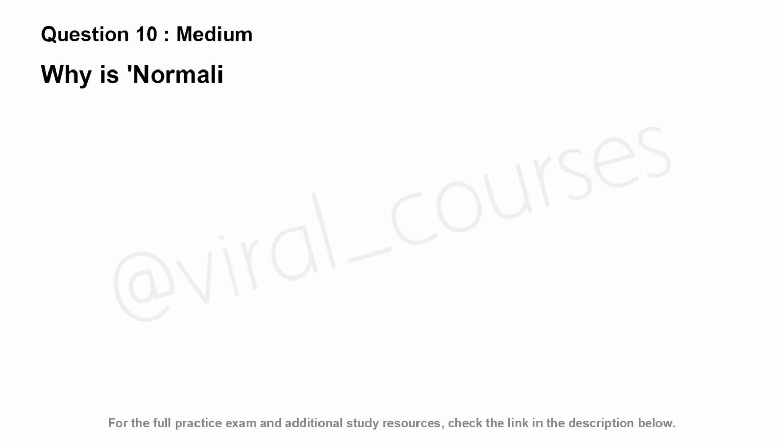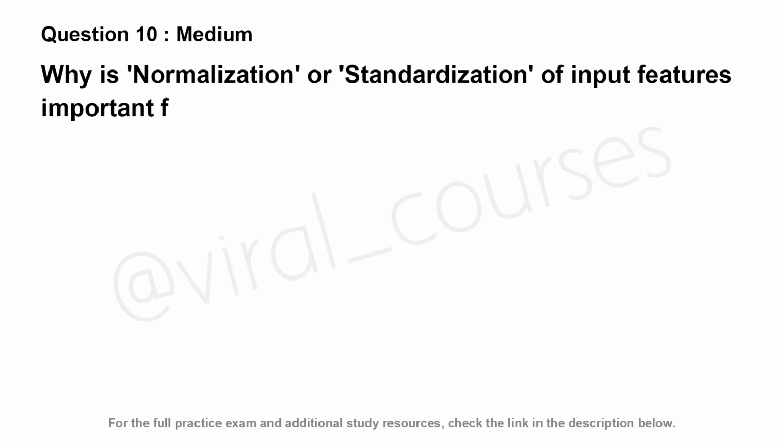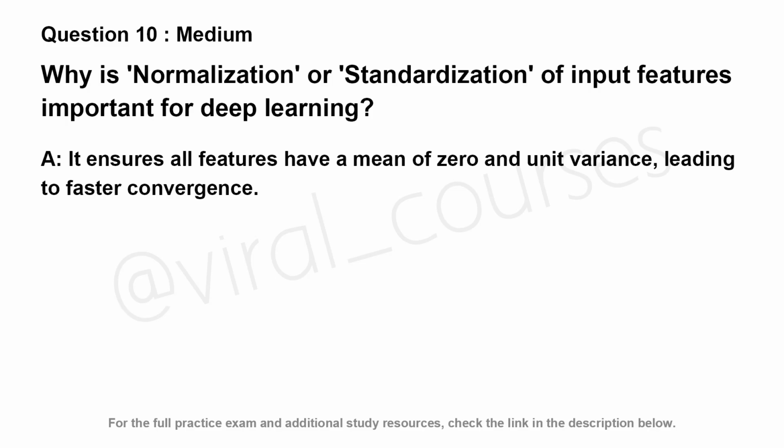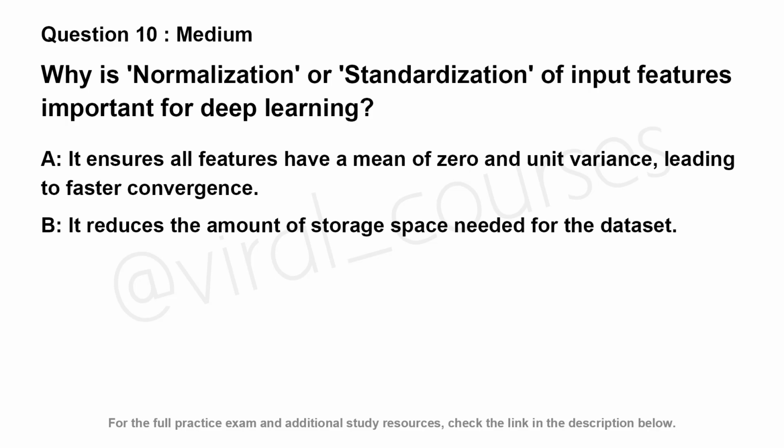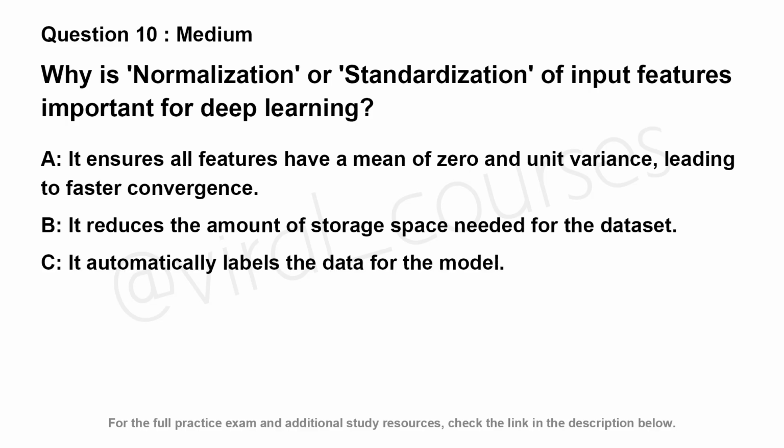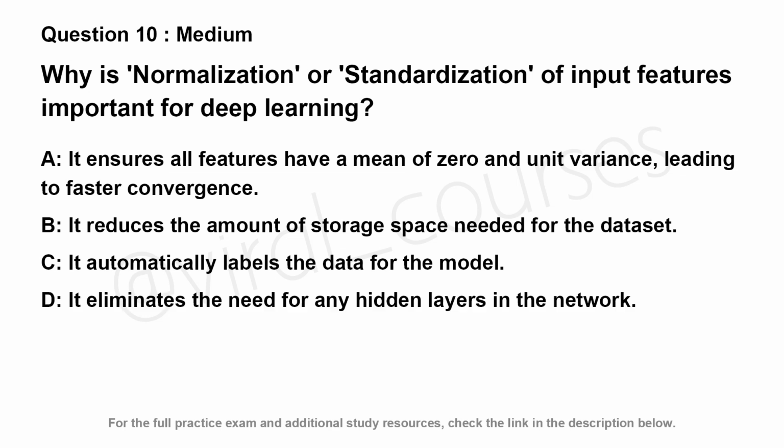Why is normalization or standardization of input features important for deep learning? Option A. It ensures all features have a mean of 0 and unit variance, leading to faster convergence. Option B. It reduces the amount of storage space needed for the dataset. Option C. It automatically labels the data for the model. Option D. It eliminates the need for any hidden layers in the network.